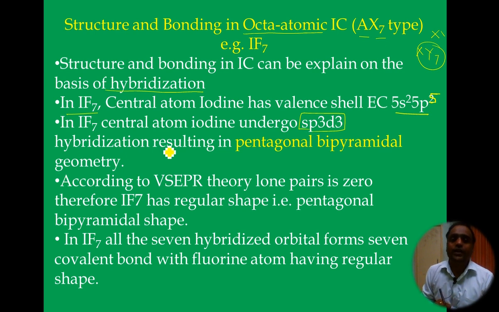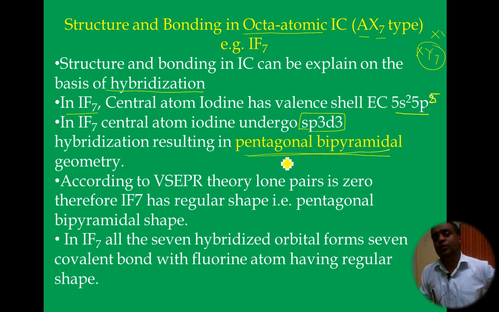Hybridization results in pentagonal bipyramidal geometry. It has a pentagonal bipyramidal geometry, and the shape will also be the same, a pentagonal bipyramidal, because there is no lone pair. There is no lone pair in this compound, that's why the shape will be a regular pentagonal bipyramidal. According to VSEPR theory, the lone pair is 0. Therefore, IF7 has a regular shape.